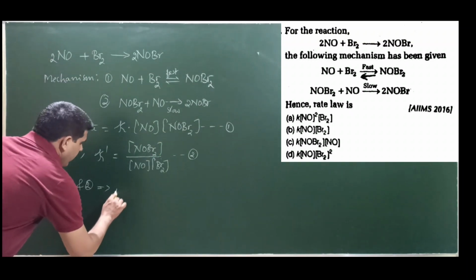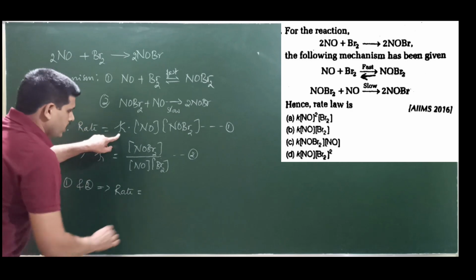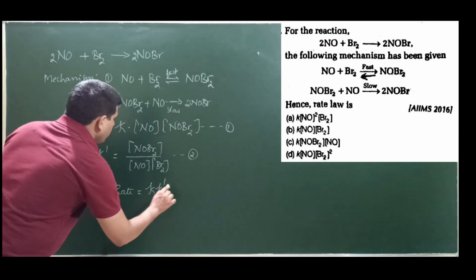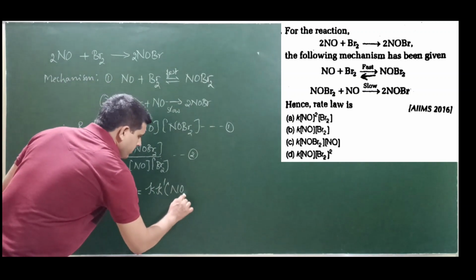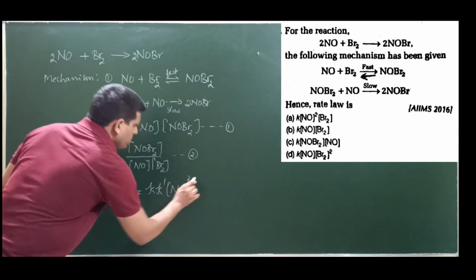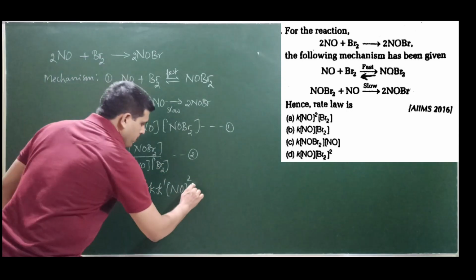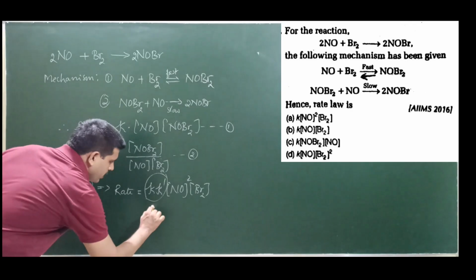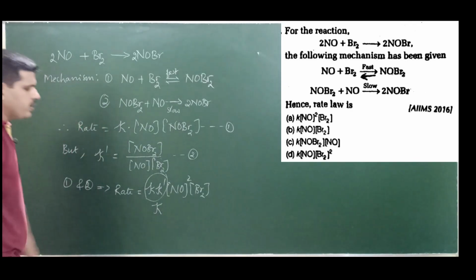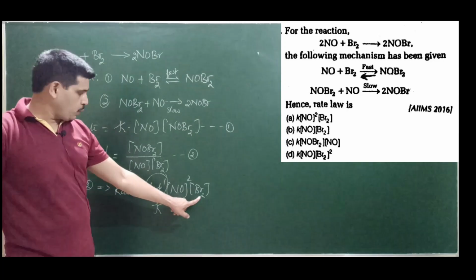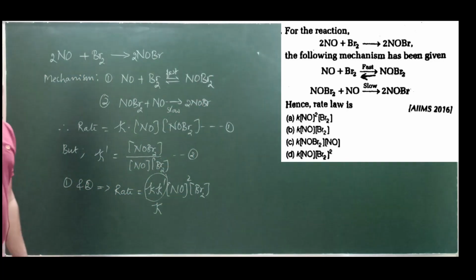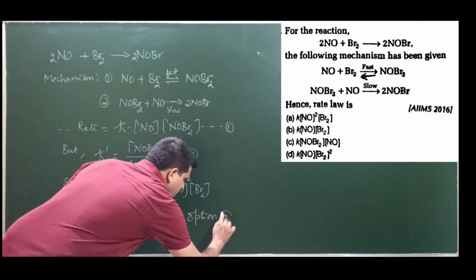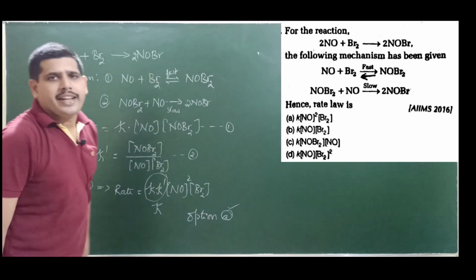Yes, so I have rate of reaction, rate is equal to K into K dash into NO square into Br2. Now this together I will take as one new constant, let it be capital K. So therefore rate equals K into NO square into Br2, and if you observe, which is that option, dear students? Option A. So option A is our right choice, which is the rate law of this particular reaction. That's it.